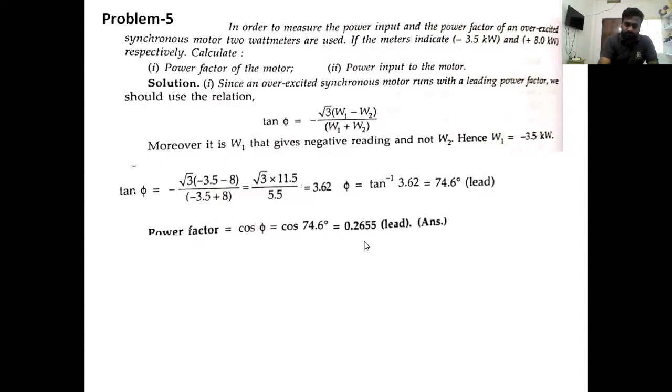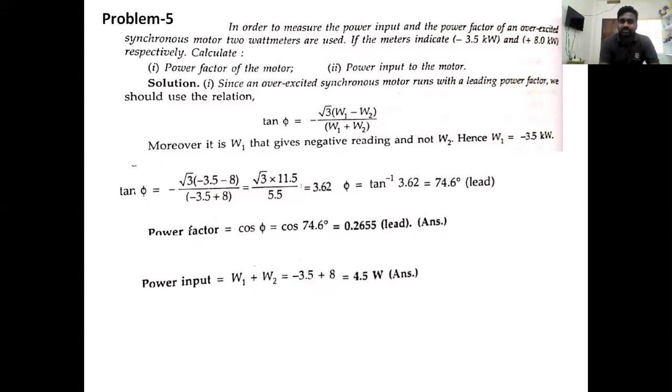Okay, in the first case we calculated the power factor of the motor. What is the second case? In the second case we need to calculate the power input to the motor. Power input to the motor is equal to the true power, which is the summation of the wattmeter readings. Power input W1 plus W2 is equal to minus 3.5 plus 8. What did we get? That is 4.5 kilowatts.